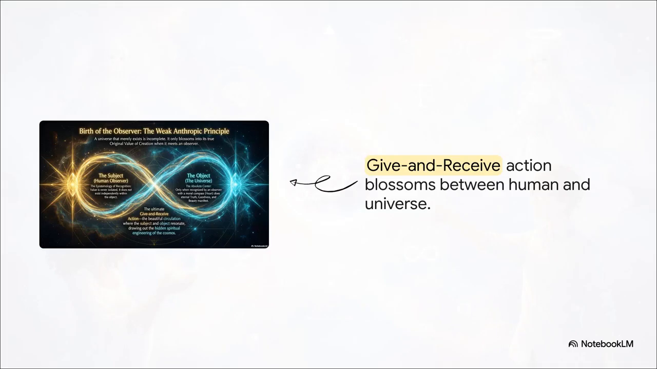The sources emphasize a concept called the weak anthropic principle, and it's brilliant, really. The idea is that a universe that merely exists is incomplete. Value is never isolated. It only blossoms into its true original value when it meets a human observer equipped with a moral compass. The human and the universe must engage in that beautiful give and receive action for truth, goodness, and beauty to actually manifest in reality.